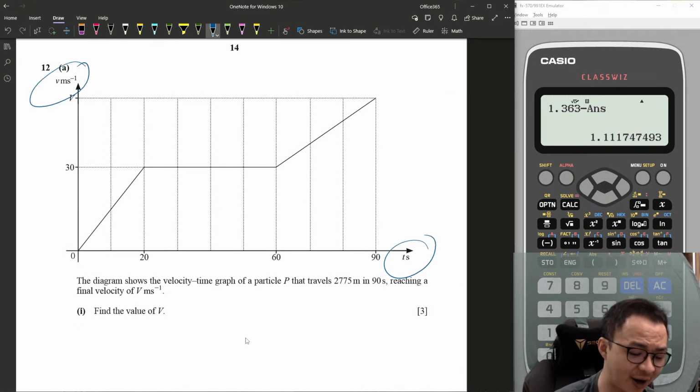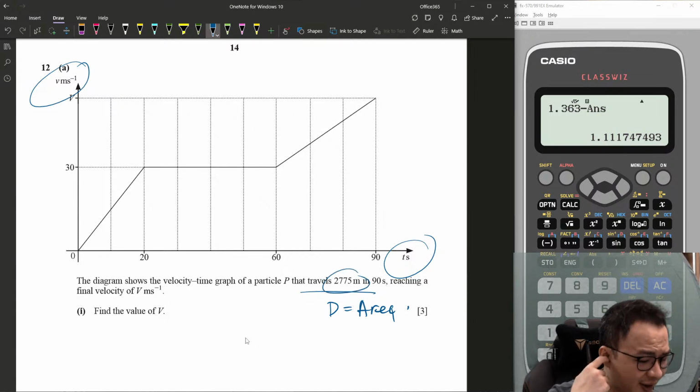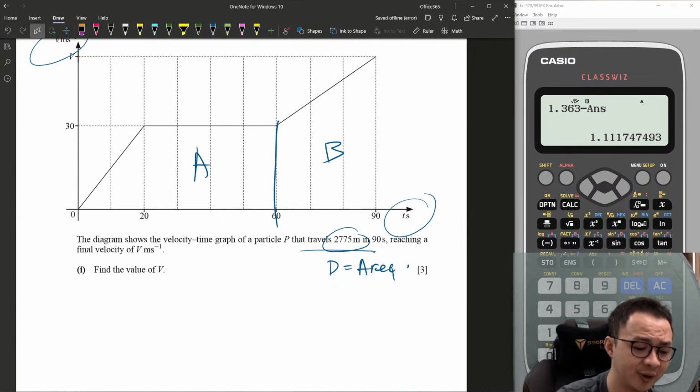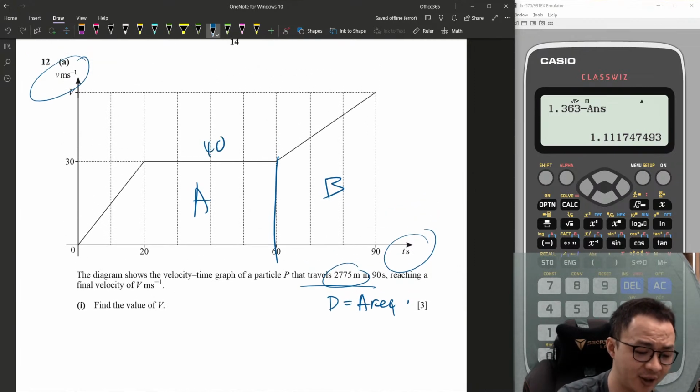Velocity-time graph. They tell us the distance traveled. On a velocity-time graph, distance is equal to the area. So basically, my area is this value, and I want to solve it. I have two trapezia, trapezium A and trapezium B. This height here is 40.